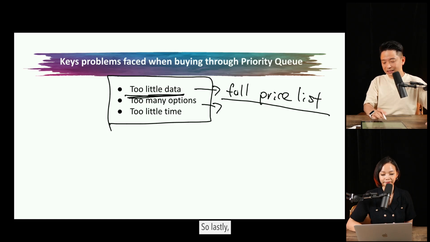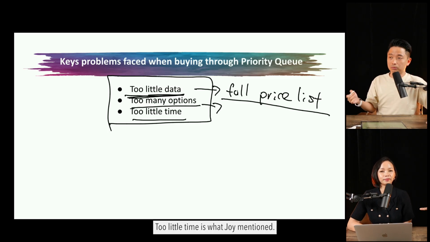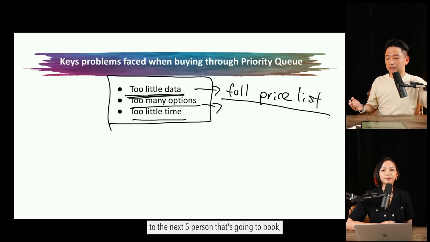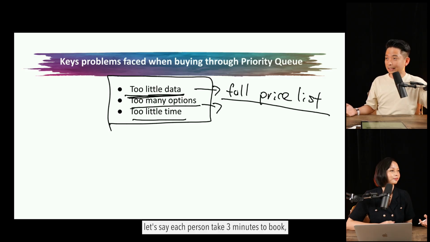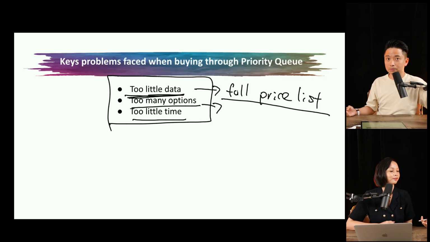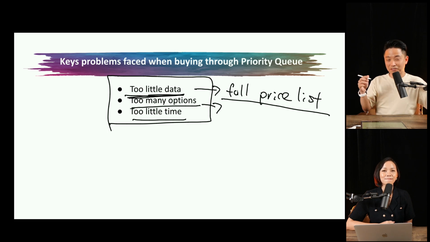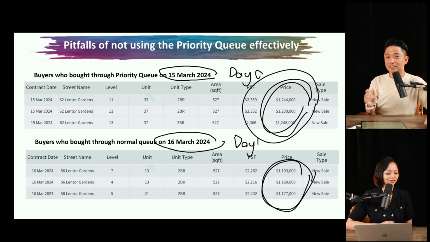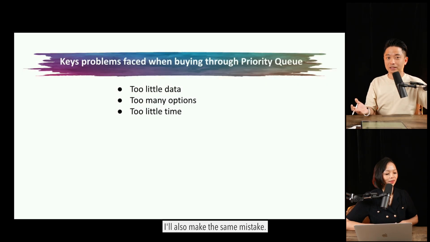So lastly, too many options, too little time. Too little time is what Joy mentioned. Because so many people are there, they can only give the price to the next 5 persons who are going to book, which means that, let's say each person takes 3 minutes to book, you only have 15 minutes to decide what you want with limited information. Yeah, so it's quite stressful. That's why this happened. No choice. Not blaming the buyers, but it's the situation. I will also make the same mistake.